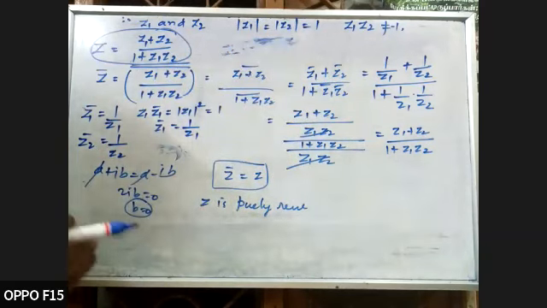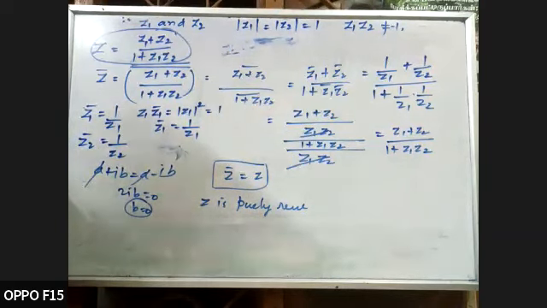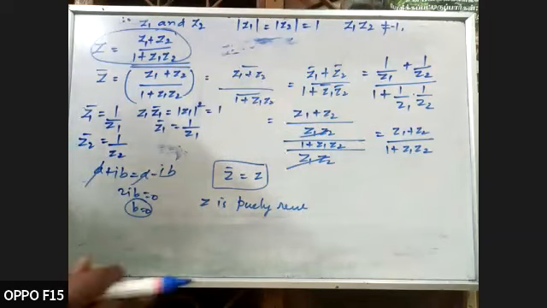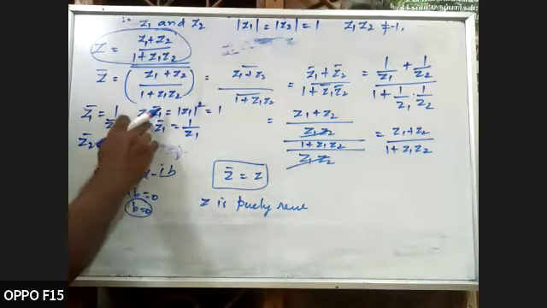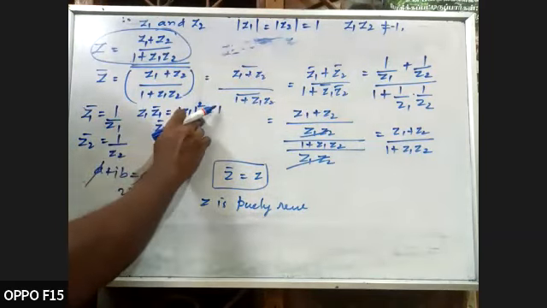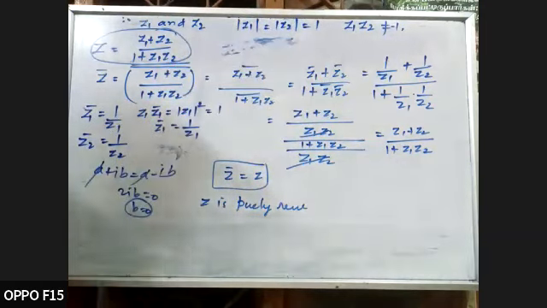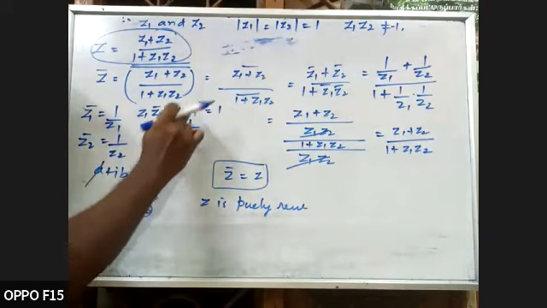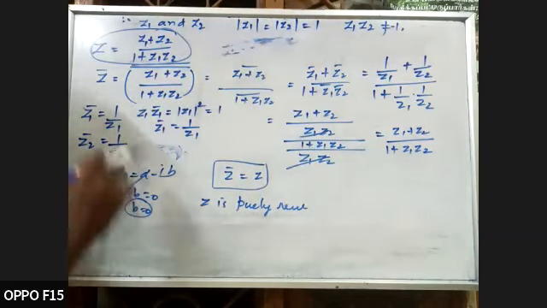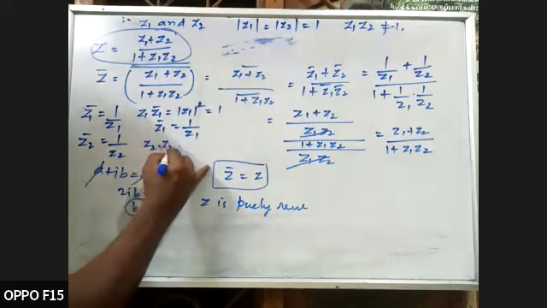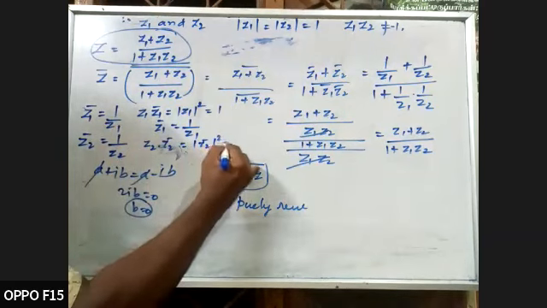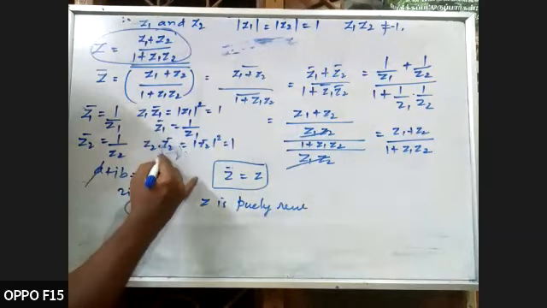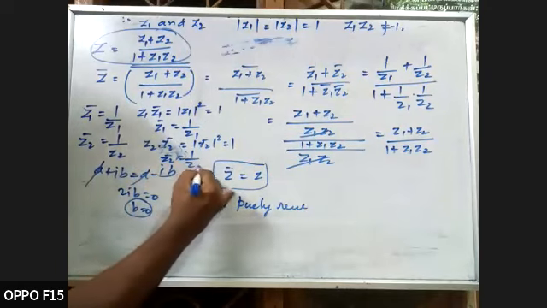I know that Z into Z conjugate is equal to modulus of Z square. That property is there. Here Z1 into Z1 conjugate is equal to modulus of Z1 square, but modulus of Z1 is given as 1, so we can write 1. From this, how can we find Z1 conjugate? Z1 conjugate equals 1 by Z1. Same way, if you proceed with Z2 into Z2 conjugate, we'll get modulus of Z2 square. Modulus of Z2 is 1. Therefore Z2 conjugate is equal to 1 by Z2.